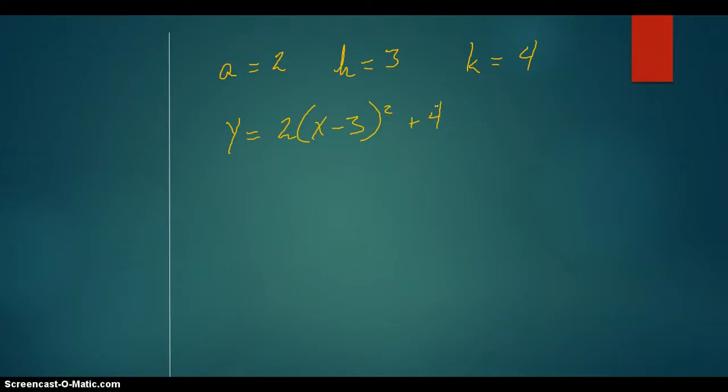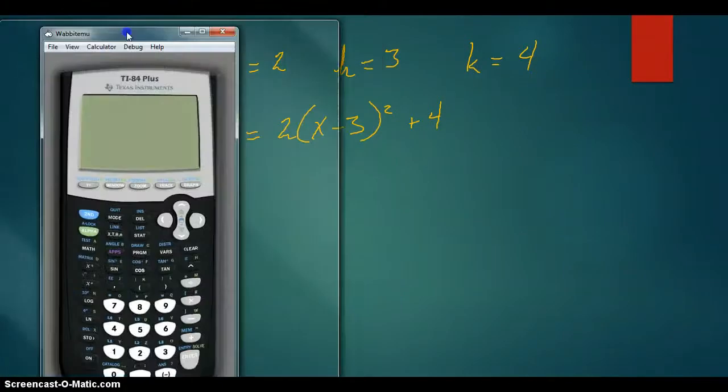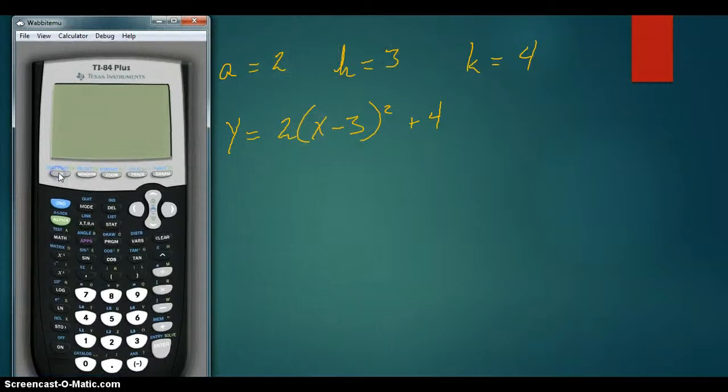And that's what our equation looks like. And just so we are sure that we didn't make any mistakes, let's bring our calculator in. Let's go to y equals. And let's put this in, y equals 2 times x minus 3 squared plus 4.